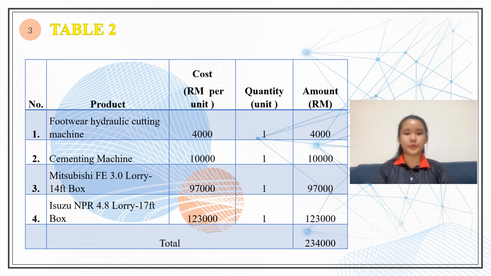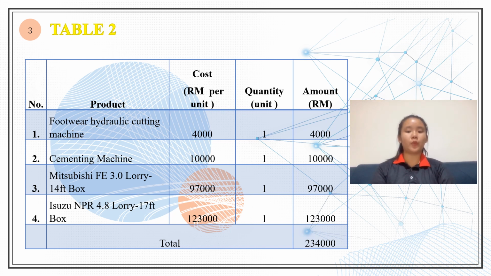Now I continue the presentation with question 3a. Our company produces shoes, so we need machines to help us produce shoes. The machines that we need are a footwear hydraulic cutting machine, a cementing machine, and 2 lorries, which are a Mitsubishi FE3.0 lorry, 14 feet box, and an Isuzu NPR 4.8 lorry, 17 feet box. The machine and lorry we buy 1 unit each.